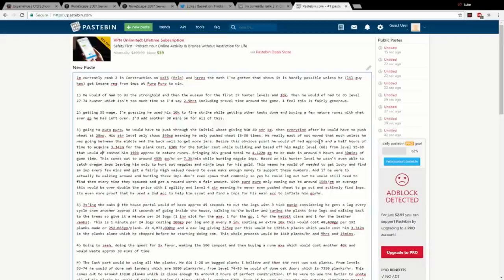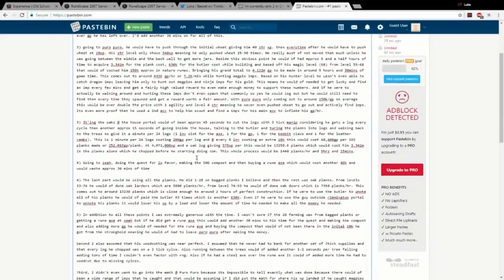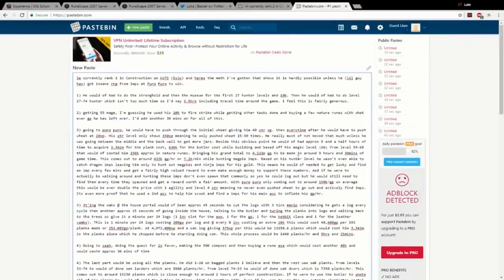And I gave him 9.5 hours of time for doing Puro. This would give him about 24 hours if you were to add everything up in here. But he would have needed to make 3.342 mil for the plank cost, which is making the planks, and then 630k for making the planks with butler costs.